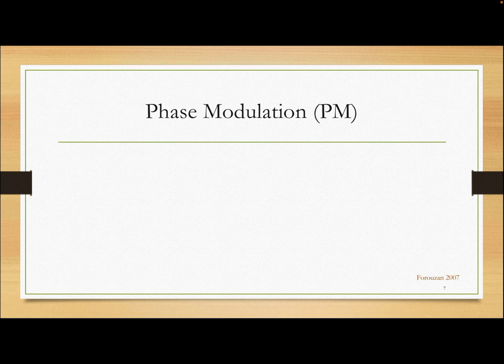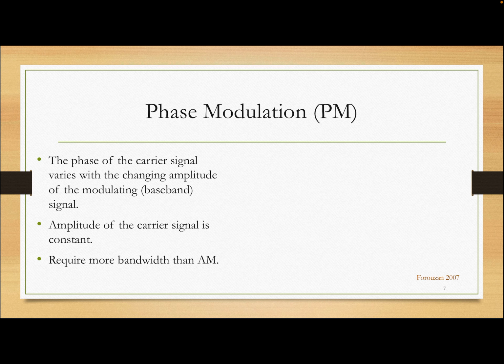Now let's look at the PM signal. For the PM signal, the phase of the carrier varies with the amplitude of the baseband. Sometimes we call it the modulating signal. FM and PM, we call the modulated signal. FM, PM, AM, we call it the modulated signal. The amplitude of the carrier is constant, and the amplitude of the modulated signal is also constant. It requires more bandwidth than AM. We will look at this in the next slide.